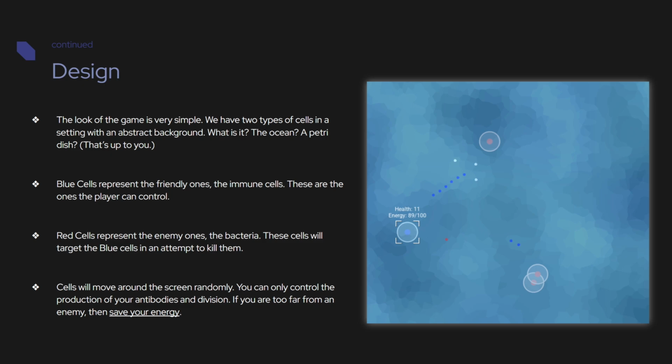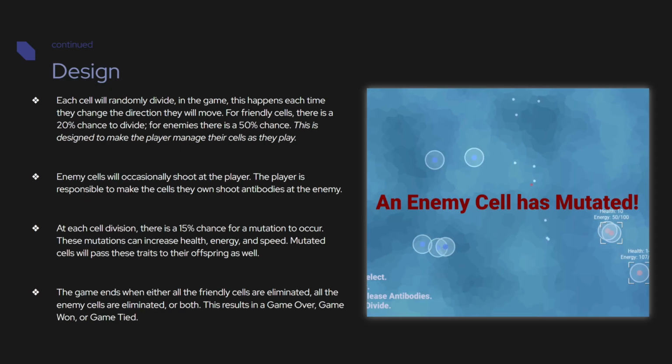Cells will move around the screen randomly. You can only control the production of your antibodies and division. If you are too far from an enemy, then save your energy. Each cell will randomly divide. In the game, this happens each time they change the direction they want to move to. For friendly cells, there is a 20% chance to divide, and for enemies, it is a 50% chance. This is designed to make the player manage their cells as they play. Enemy cells will occasionally produce antibodies, or will shoot at the player. The player is responsible to make the cells they own shoot antibodies at the enemy.